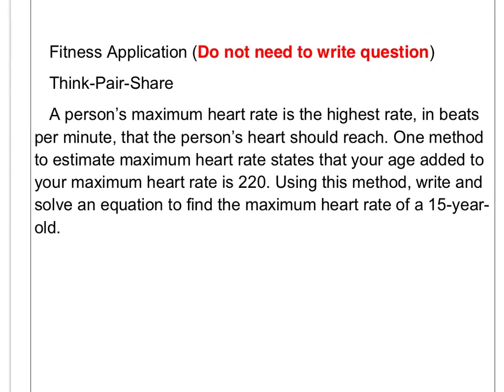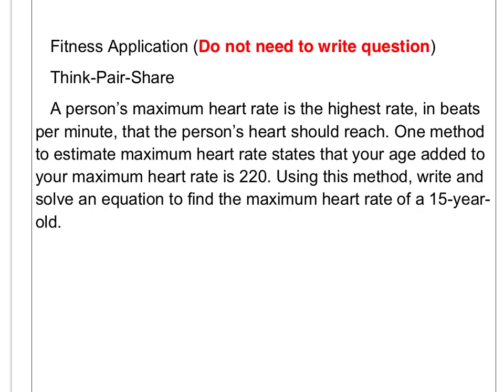So let's look at a fitness application. If you were in my classroom, I'd have you do this with your partner next to you. A person's maximum heart rate is the highest rate in beats per minute that the person's heart should reach. One method to estimate maximum heart rate states that your age added to your maximum heart rate is 220.